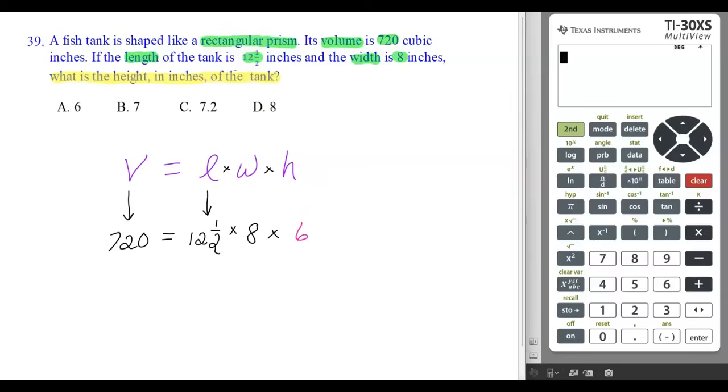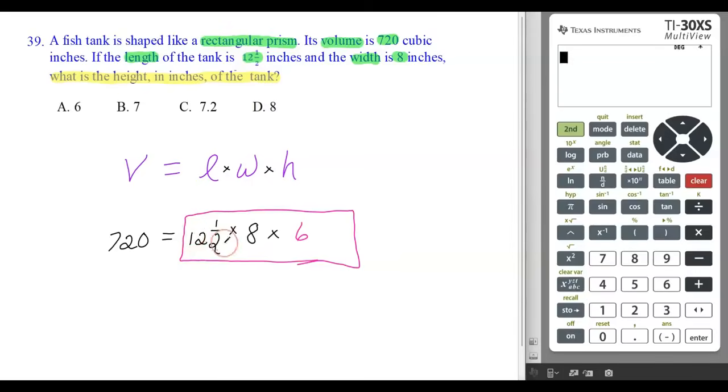And what I'm going to do is multiply this out here and see if I use 6 as the height, if I multiply that with the width and the length here, if I get out 720, then A will be my answer. So let's just plug this into the calculator. 12.5 times 8 times 6.